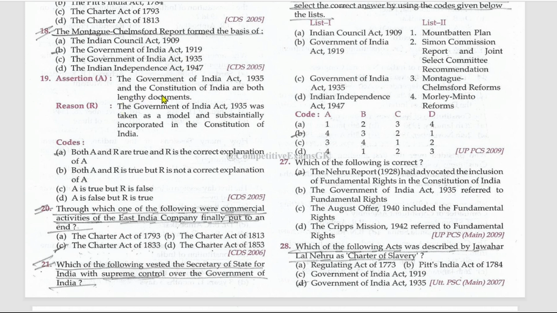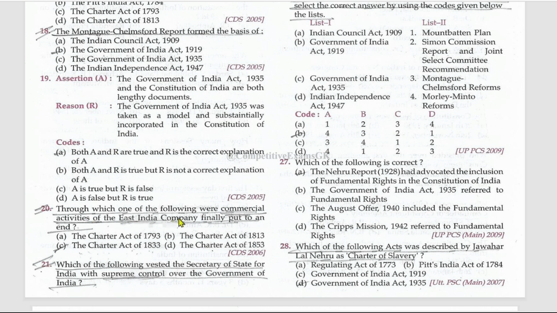Assertion and reason. The Government of India Act 1935 and the Constitution of India are both lengthy documents. True. The Government of India Act 1935 was taken as a model and substantially incorporated in the Constitution of India. This is also true, and reason is the correct explanation of assertion.